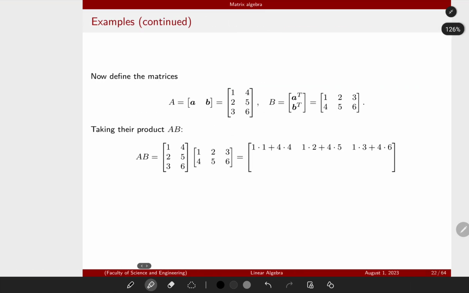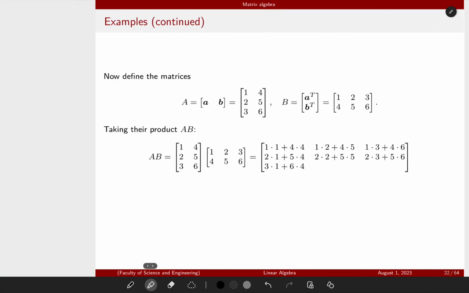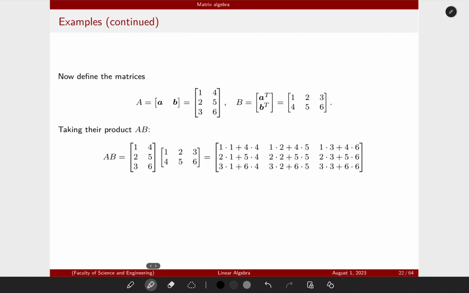So if you go through this process, I will not do the details here, you can pause and check for yourself that this is indeed correct. You will find that this matrix. So we can see that the matrix product AB can have different dimensions than either A or B. And there's a nice method of doing this, which is called Falk scheme.